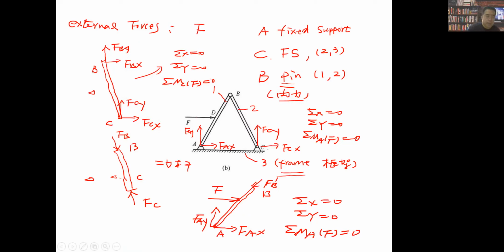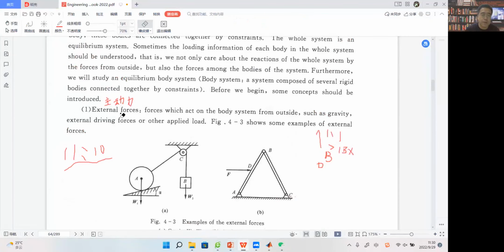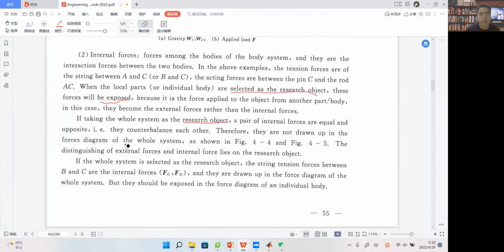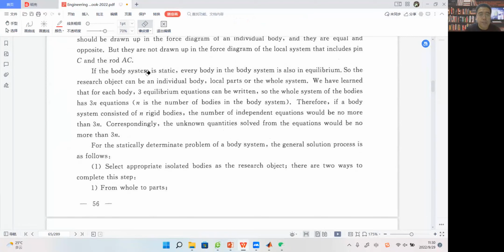Right? So let's go back to our textbook. That is the external forces and internal forces, right? And let's continue to talk about it. If the body system is static, everybody in the body system is also in equilibrium. Here static means the body system is in a state of rest, not moving. As time changes, it always keeps its original position, right? So everybody in the body system is also in equilibrium.